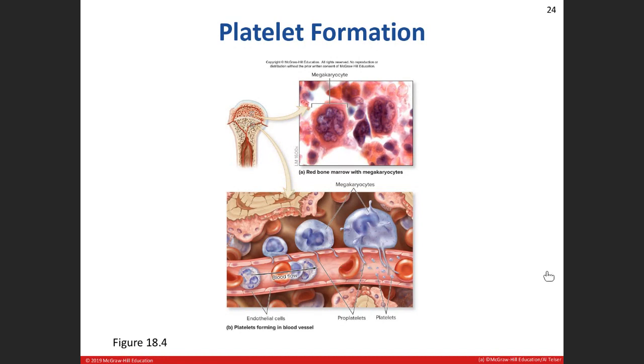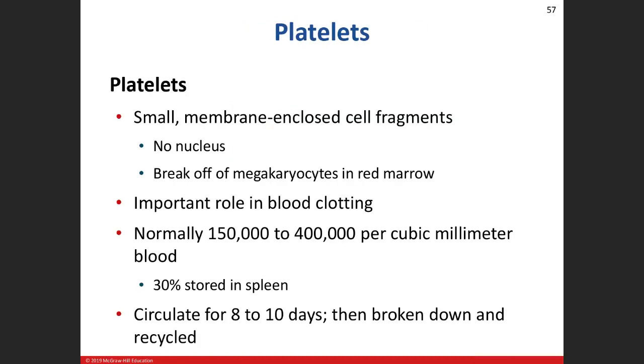So I have to make sure that I don't call it a cell, but it's not. There's no nucleus whatsoever, but they are derived from these megakaryocytes. Okay. So they don't last very long.